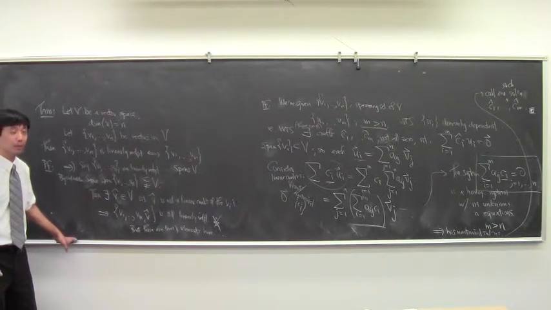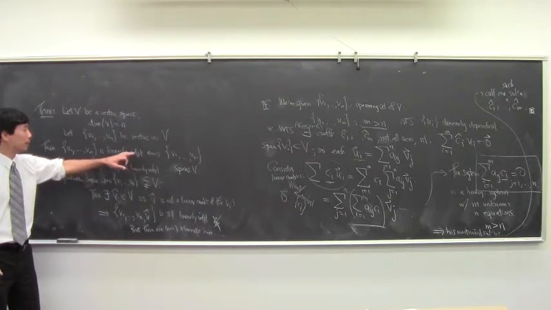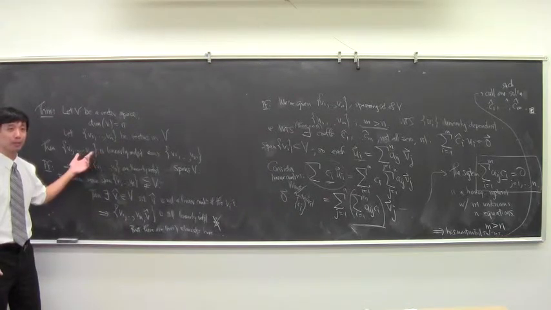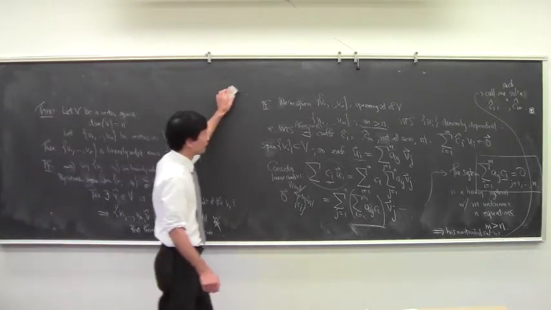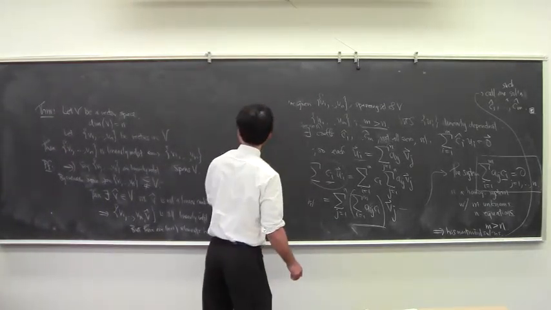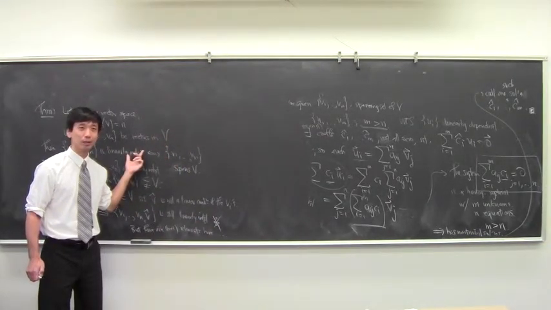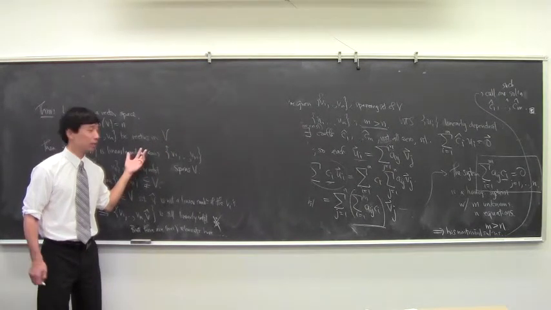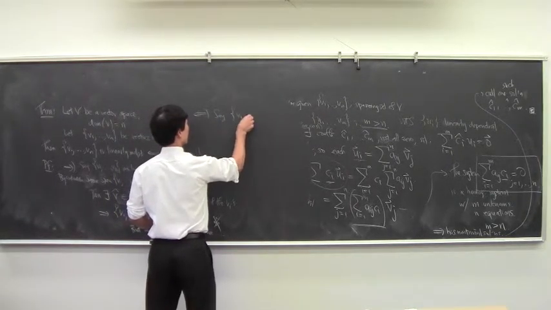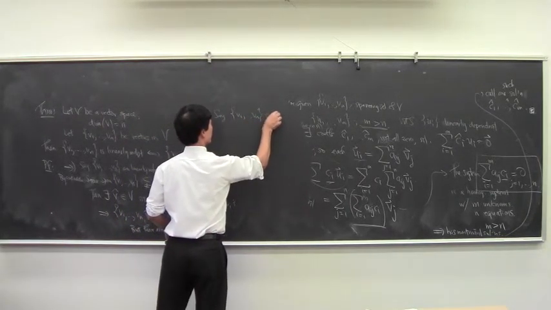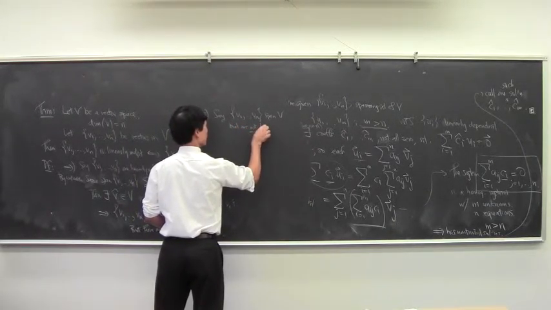Okay. Did anyone try the opposite direction? Suppose that the thing spans V, show that it is linearly independent. Did you try? No? Let me sketch it out for you. You say, well, look, suppose they span V and are not linearly independent. Go backwards. Say that the v_i span V, but are not linearly independent.